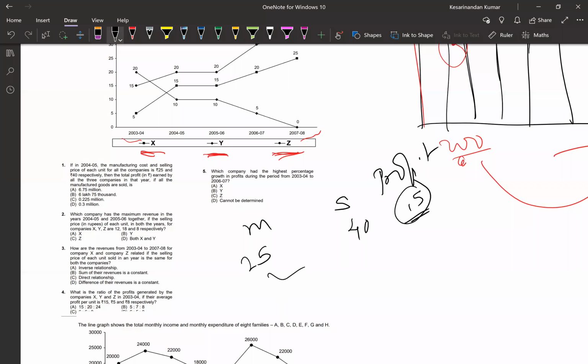I hope the question is clear for everyone. This is the data that you would be looking at.